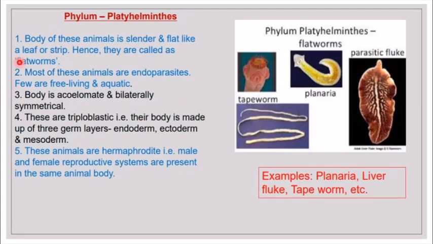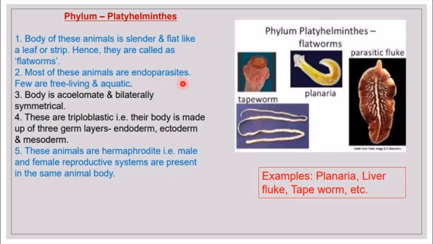The third phylum in non-chordates is platyhelminths. Now, platyhelminths include all the flatworms. These organisms are flat in structure, or you can also say leaf-like. That is why they are called flatworms. Now these organisms are present inside the body of another organism, the host, and that is why they are called endoparasites.